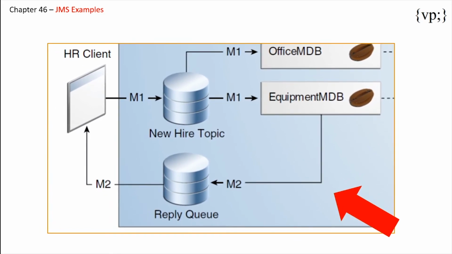Next, when both the office and the equipment have been assigned, the entity business method returns a value of true to the message-driven bean that called the method. The message-driven bean then sends to the reply queue a message M2 describing the assignments. Then it removes the entity. The application client's message listener retrieves the information, and finally it is sent to our HR client.